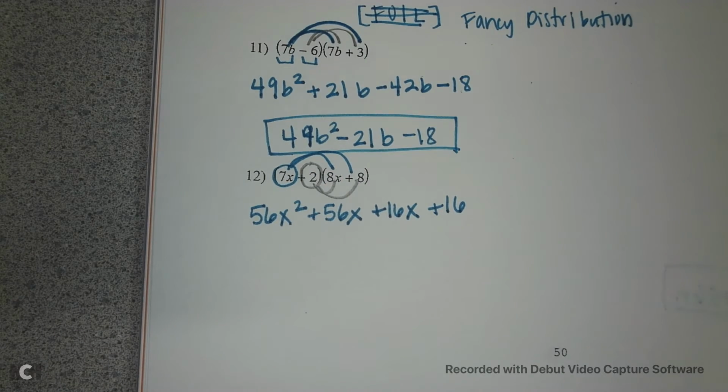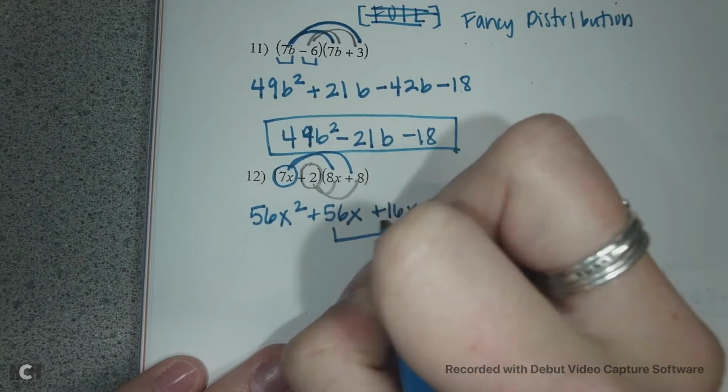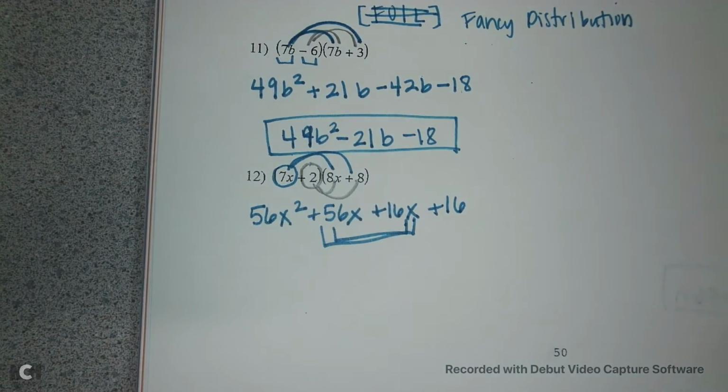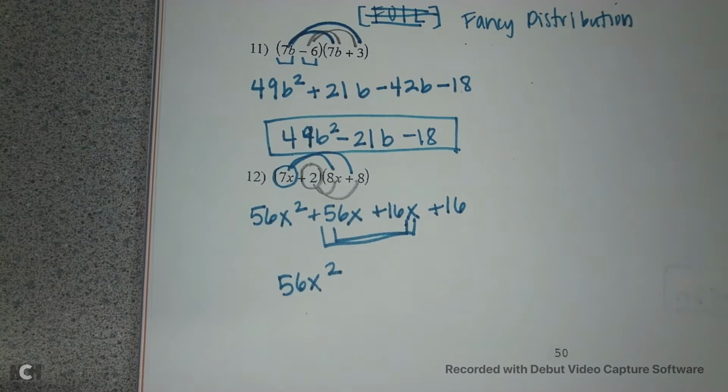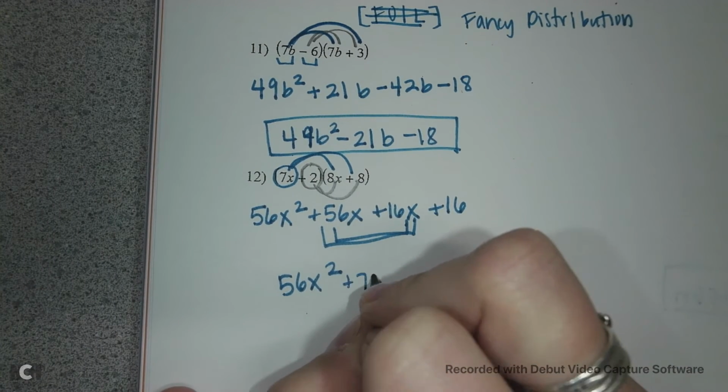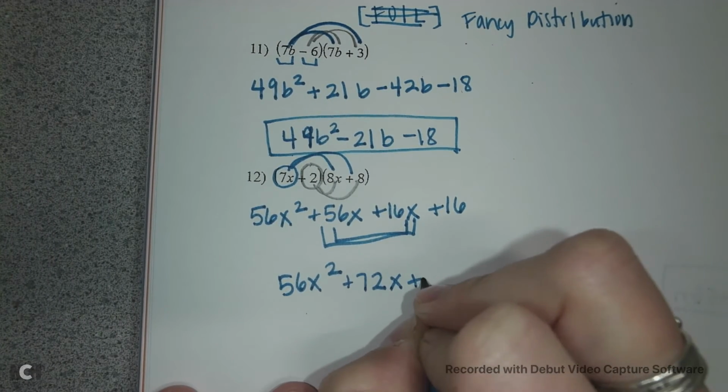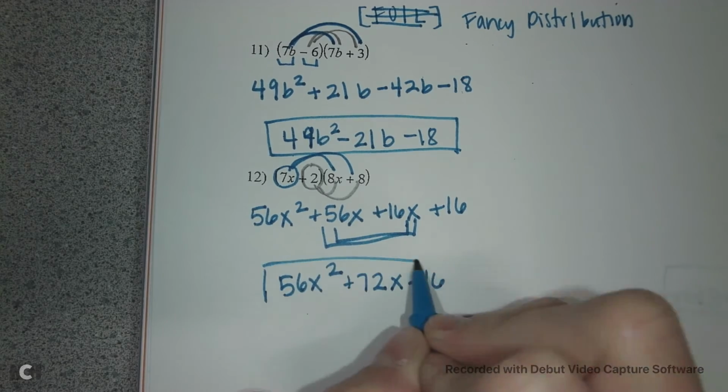After we distribute, then we combine our like terms, which are these two fellers. So we have our 56x squared still, nothing's happened to that. Then we're going to take our 56 and add it to our 16, and that gives us a total of 72 x's, and we have 16 left over.